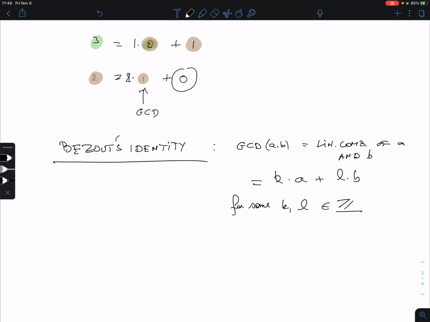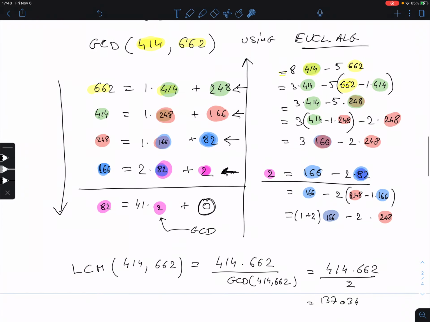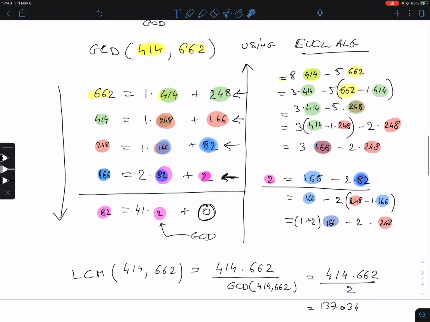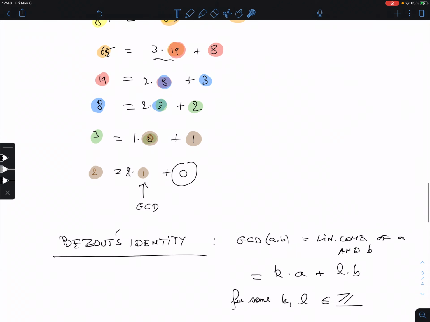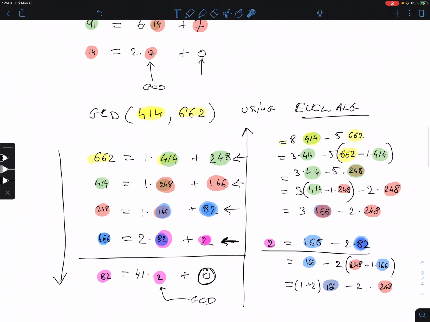Now, of course, the GCD is normally very small, so it is clear that one of these numbers is going to be positive and one of these numbers is negative. So what is this here? Well, here we see if you take 8 times this number and you subtract 5 times the other guy, then you get exactly 2. So in other words, in this scenario, if A represents 414, then this is the K in my formula.